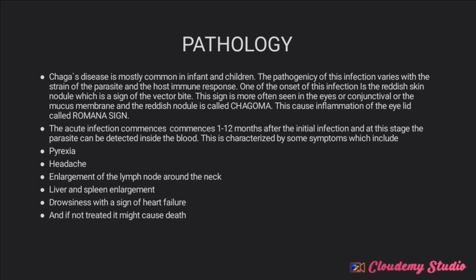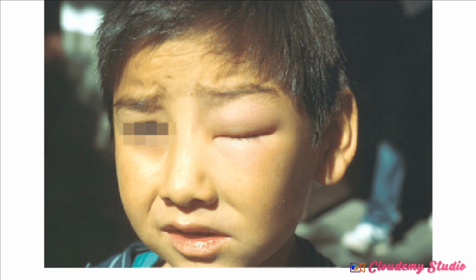Now, look at this image here. Can you see the eyelid of this boy is inflamed? That is Romana's sign. Are you getting me? They call it Chagas disease, chagoma or Romana's sign. Can you see that it's a boy? So it is more often in kids than adults. You understand?